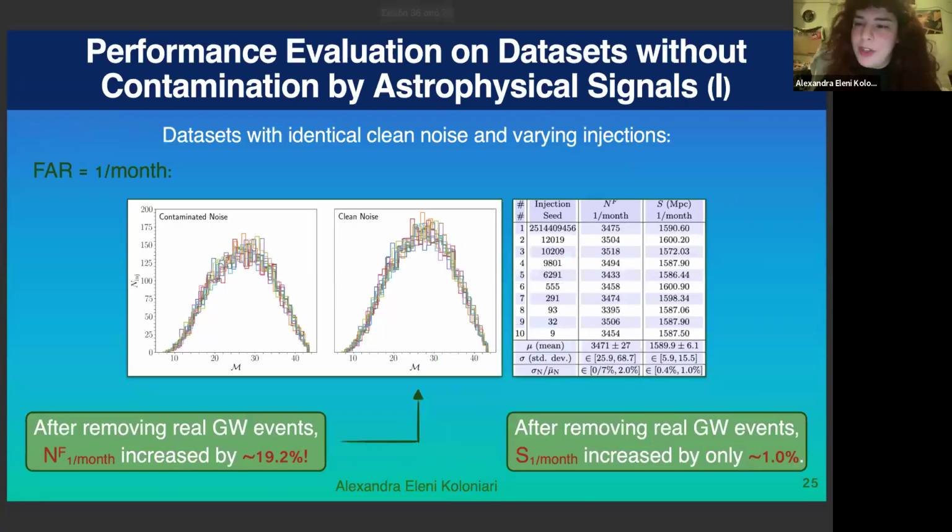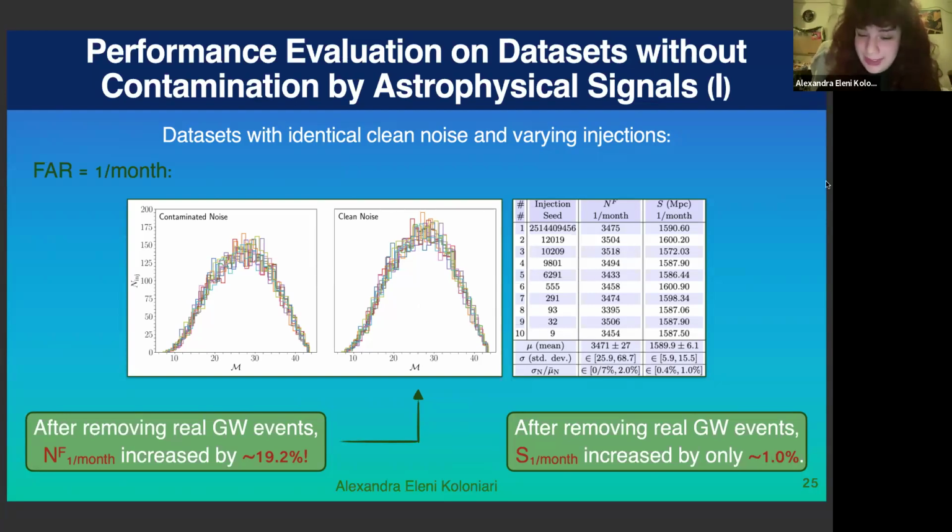Additionally, I mentioned before that there were some signals still in the noise. So we wanted to see what would happen if we also removed those remaining signals. And what we did see is that after the removal of the remaining real gravitational wave events, the number of detected injections at a false alarm rate of 1 per month actually increased by 19.2%. And that is also visible in the plot here. You can see in the left panel that we have the contaminated noise. These were the results. And these are the results for the same datasets after the removal of those events.